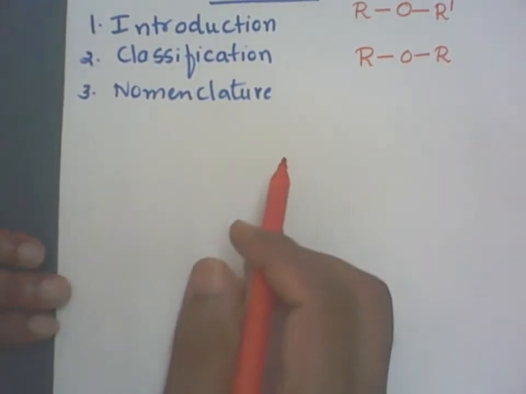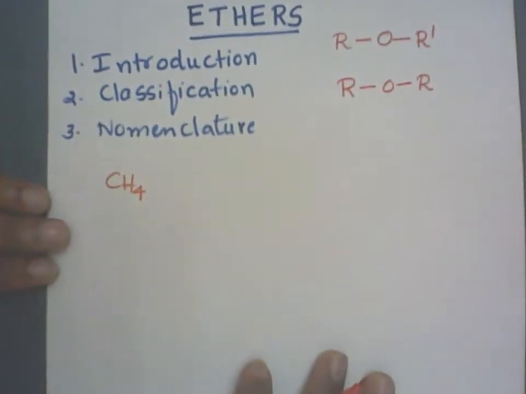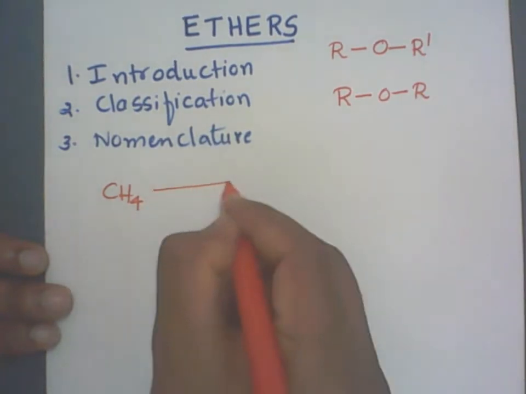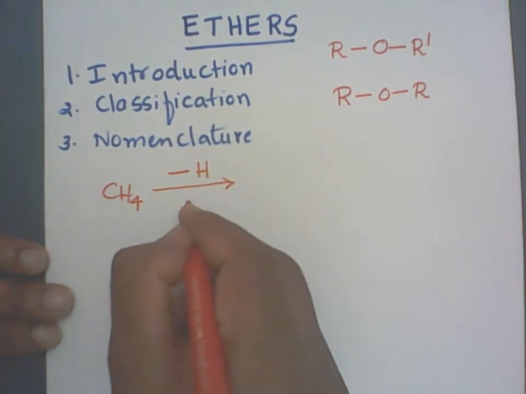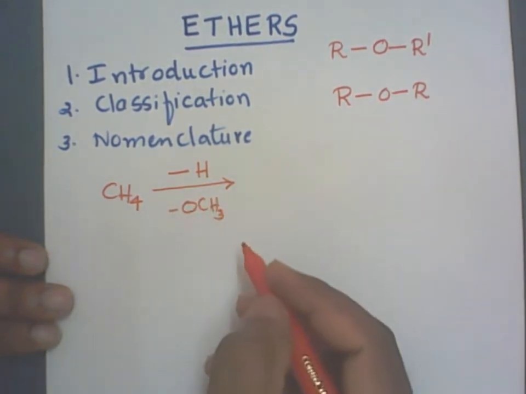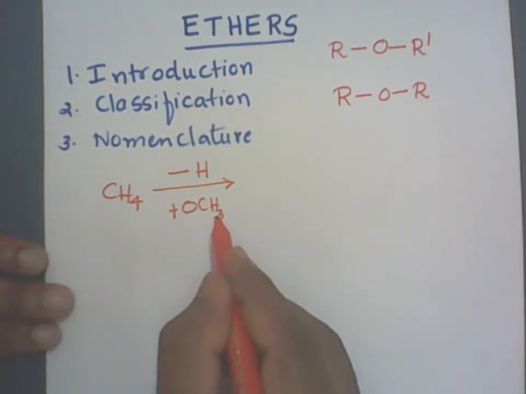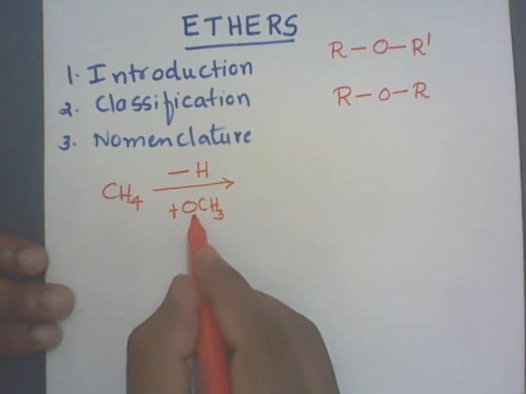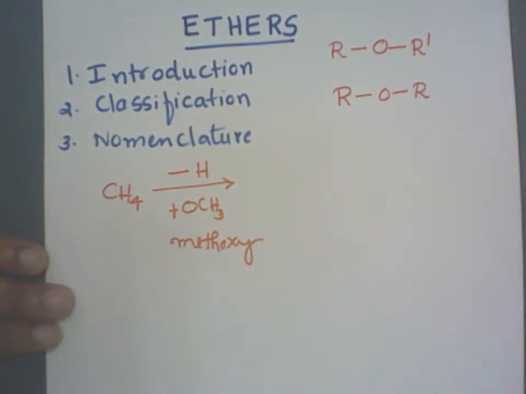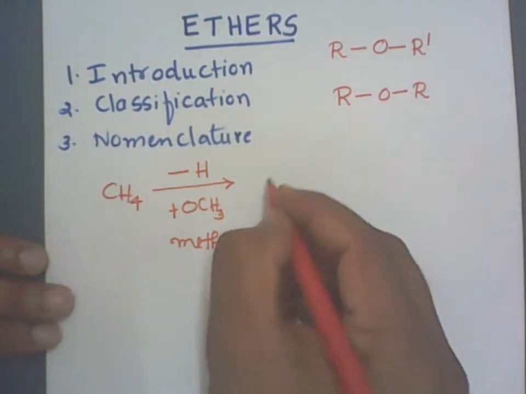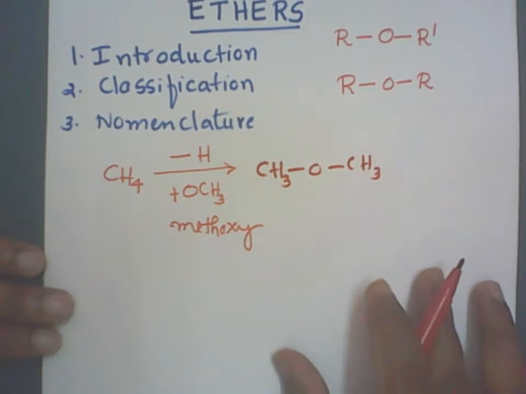What are ethers? Let me take the simple example of a hydrocarbon, methane, CH4. What I'll do now is remove one hydrogen atom and introduce an OCH3 group. CH3 is called methyl, plus oxygen in it. This is known as the methoxy group. I'm going to introduce the methoxy group, so I'm going to get CH3O and CH3.